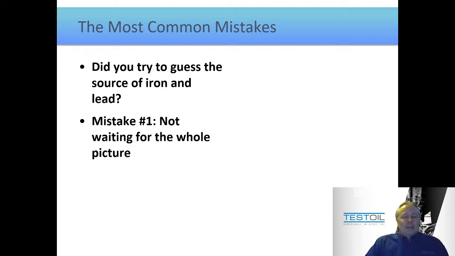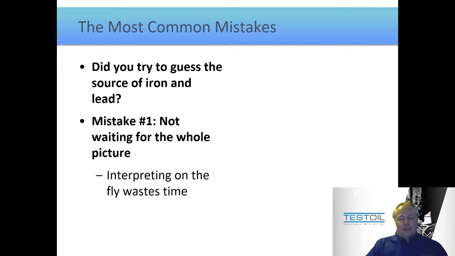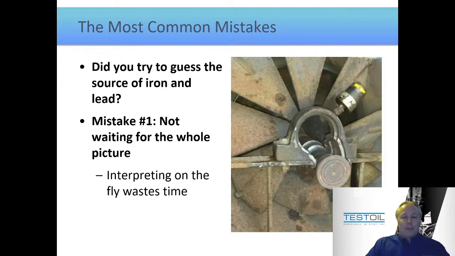As you interpret the report with each new piece of information, you're wasting a lot of time reinterpreting what you've already interpreted because you keep adding new information. So I encourage people always wait for the whole picture, right? Try and avoid that interpreting on the fly. And the reason for that is that sometimes at the end of the day, it doesn't matter what kind of wear metals you might see in your oil analysis report. You probably already have an idea what went wrong.